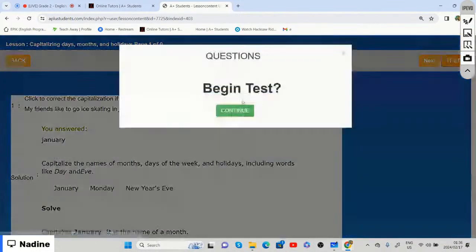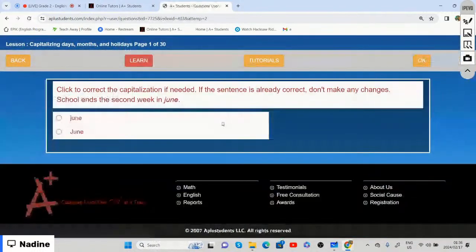All right, let's go to our test. We are either going to click on the correct capitalization if needed, and if the sentence is already correct, then we're not going to make any changes. But if it is not correct, then we will make changes. School ends the second week in June. Should we capitalize June? Do we write June like option 1, or like option 2?